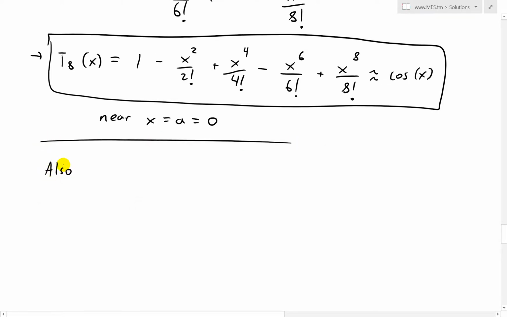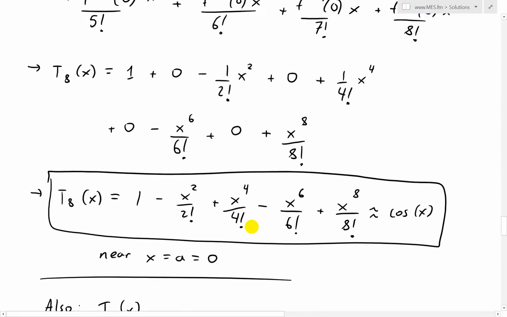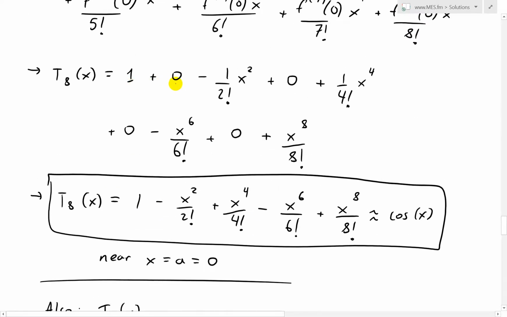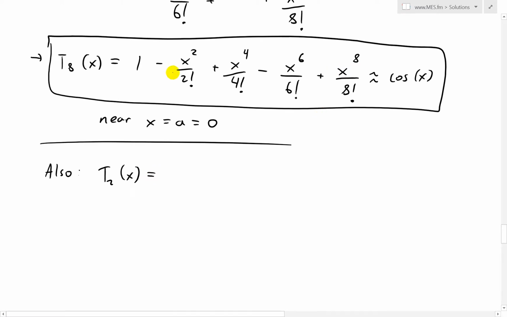So that's our 8th degree Taylor polynomial, but also we can find the other ones, which are all encompassed inside. So also T2 of x, that just equals, well, this is the 0th term, the first term, second term, and the other one is 0. That's just the quadratic there. So this is just the quadratic approximation.